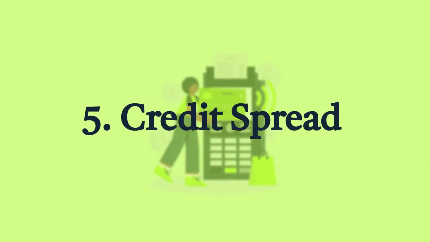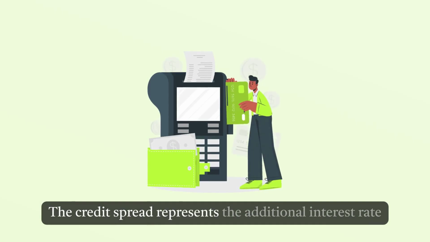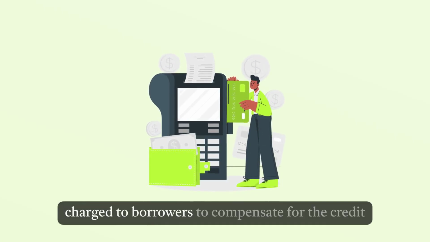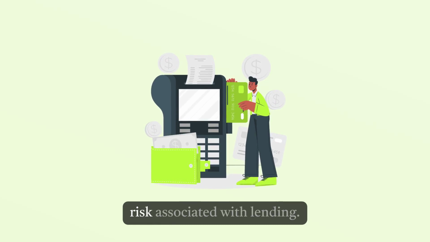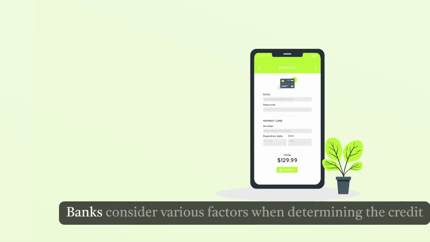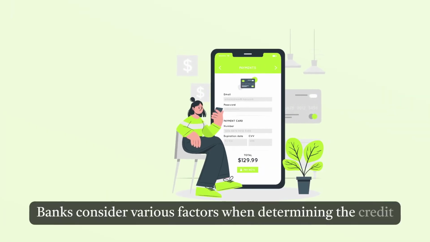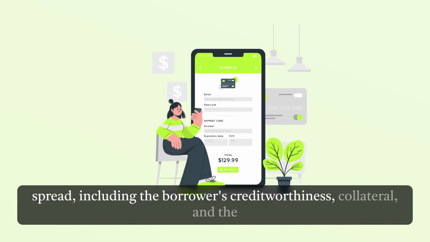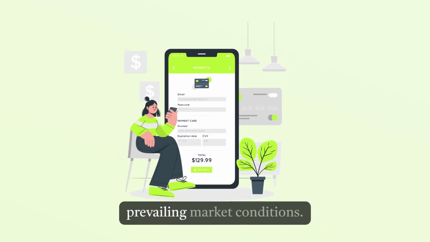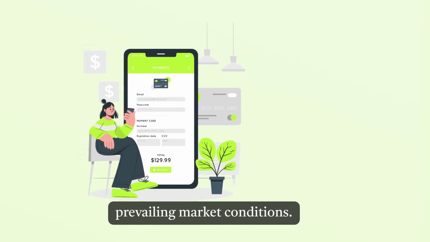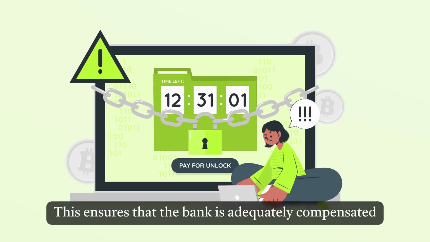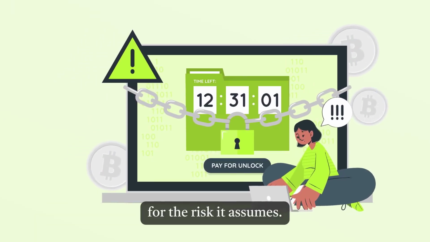5. Credit spread. The credit spread represents the additional interest rate charged to borrowers to compensate for the credit risk associated with lending. Banks consider various factors when determining the credit spread, including the borrower's creditworthiness, collateral, and the prevailing market conditions. This ensures that the bank is adequately compensated for the risk it assumes.